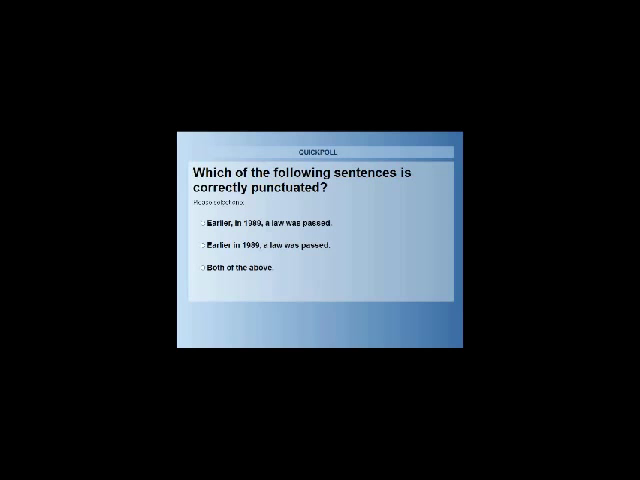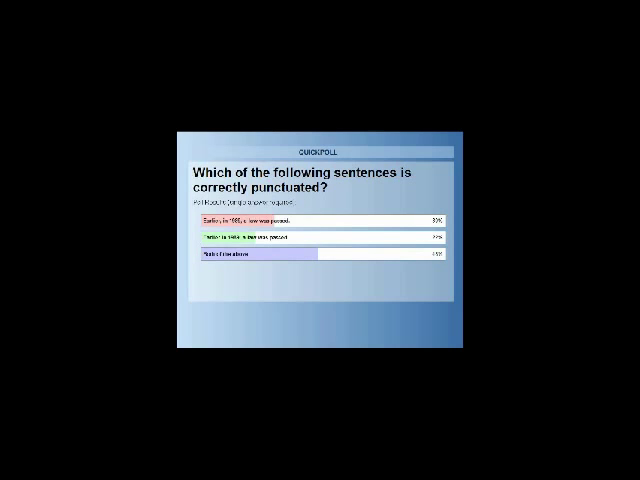The first one is, earlier in 1989 a law was passed. The second is, earlier in 1989 a law was passed. And the third option is both of the above. So I'll just give you a little bit of time to think about that and to answer.